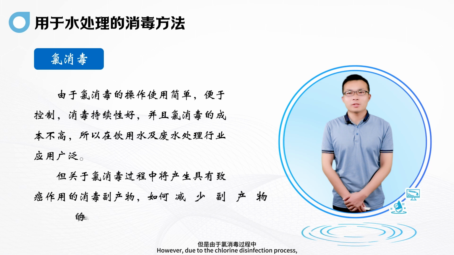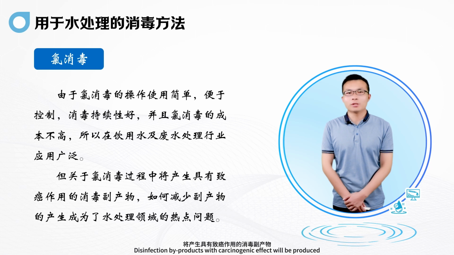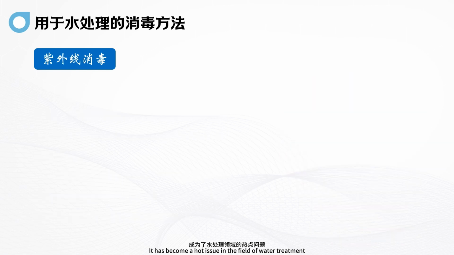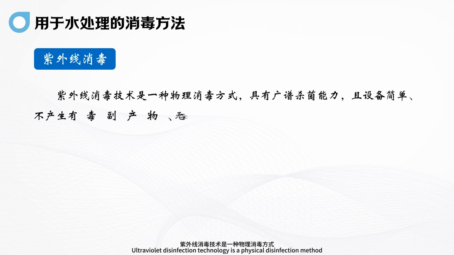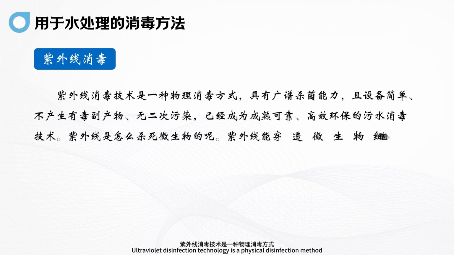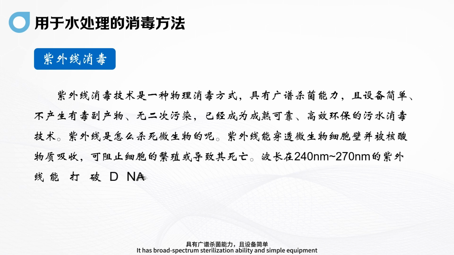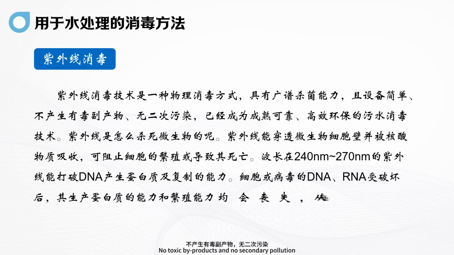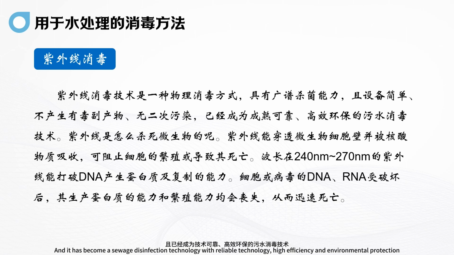However, during the chlorine disinfection process, disinfection byproducts with carcinogenic effect will be produced. How to reduce the generation of byproducts has become a hot issue in the field of water treatment. The second is ultraviolet disinfection. Ultraviolet disinfection technology is a physical disinfection method. It has broad-spectrum sterilization ability and simple equipment, no toxic byproducts and no secondary pollution. And it has become a sewage disinfection technology with reliable technology, high efficiency and environmental protection.